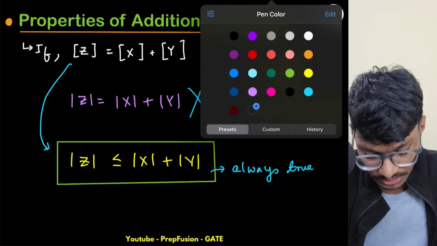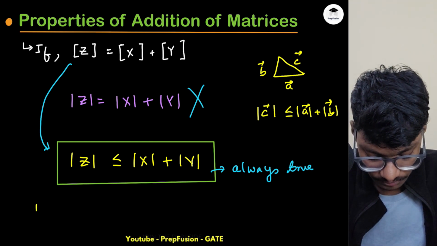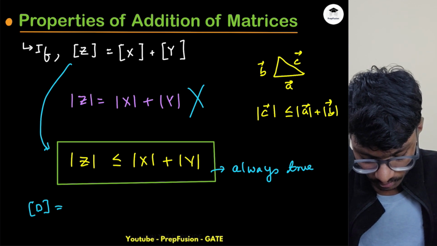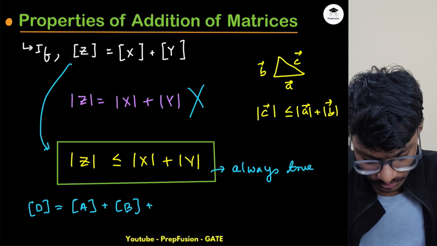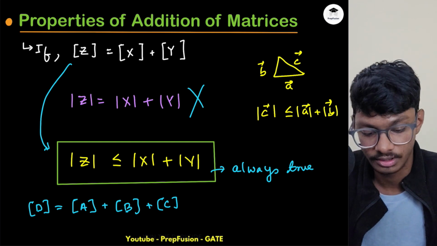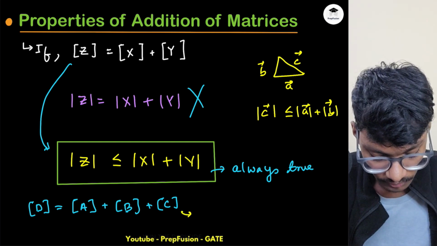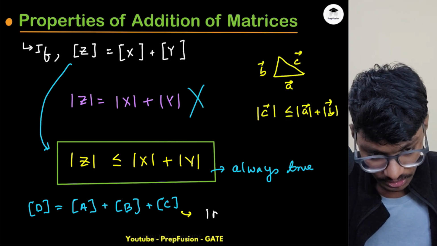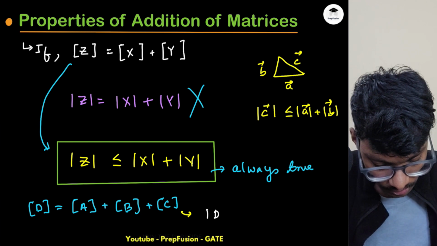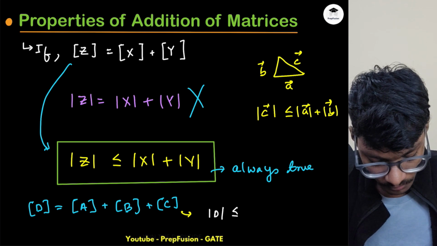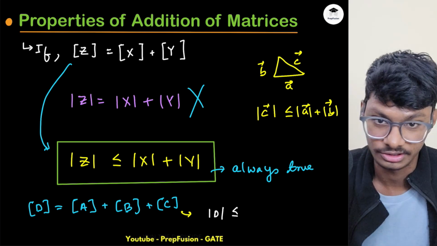if I have three matrices, so let's say I have a D matrix equal to A plus B plus C. Okay, three matrices. Now, what relationship will they follow? They will follow this relationship. Basically, again, that relationship is coming into play. So the determinant of D, this is the determinant sign. I hope you understand, this is not any magnitude sign.